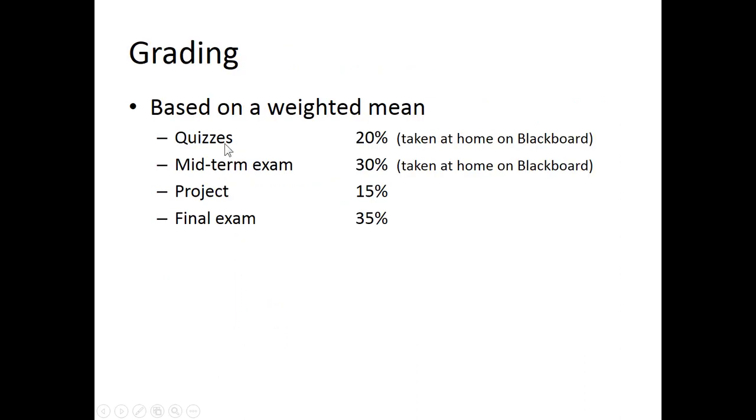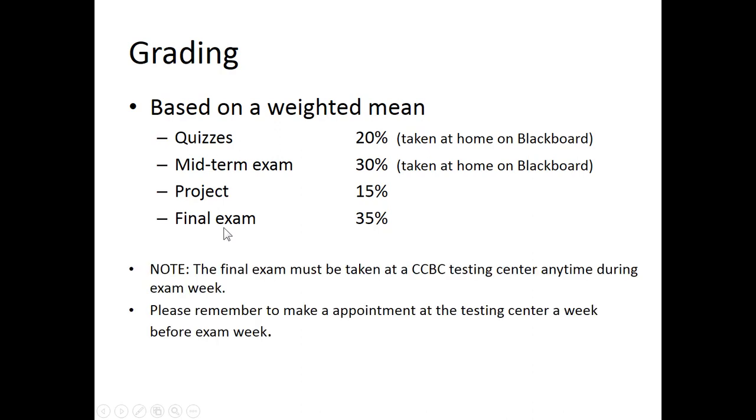Grading. Grading is based upon the following criteria. All the quizzes together are 20% of your grade. The midterm exam is 30% of your grade. That's taken at home on Blackboard. The project is 15% of your grade, and that's submitted through Blackboard, and then the final exam is 35% of your grade. Note, the final exam must be taken at a CCBC testing center. It can be taken anytime during exam week in December. Please remember to make an appointment at the testing center a week before exam week.